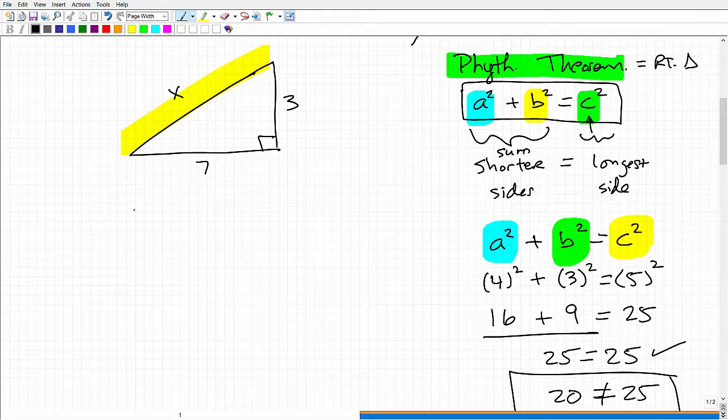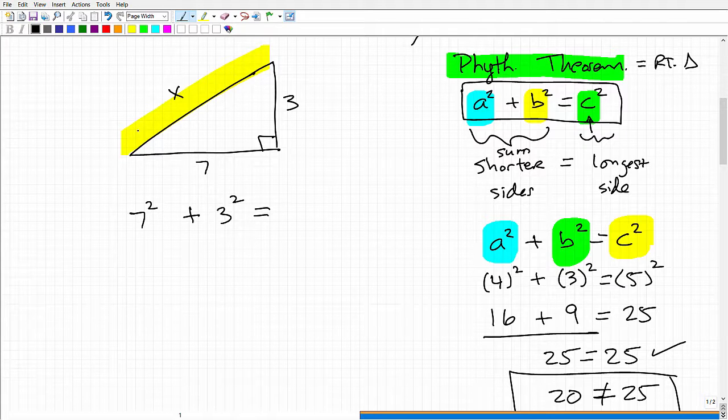So a, let's call this 7 squared. Let's call this my side A, plus this side being, let's call this side b, so that would be 3 squared, right? I can switch the a's or b's. It doesn't make a difference because the math still works out. But that's going to be equal to c squared.